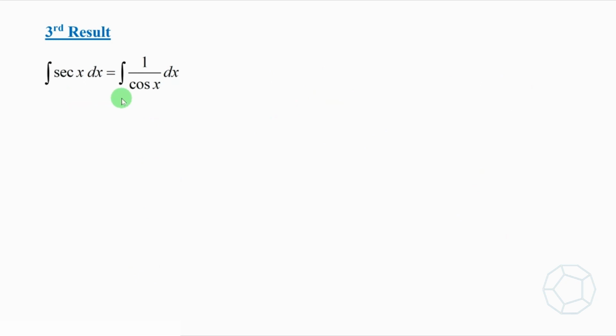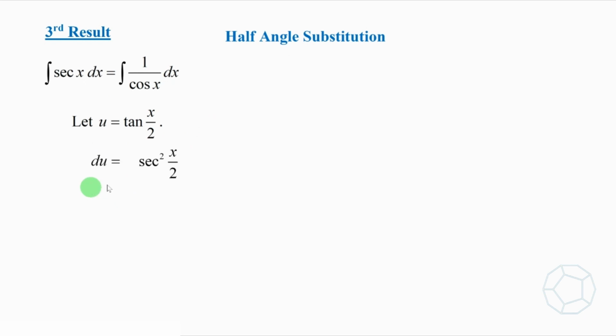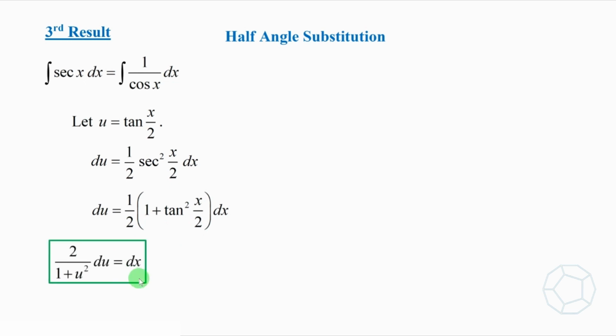Still writing secant x as 1 over cosine x, then we're going to use the classic half angle substitution. Let u equal tangent x over 2. Differentiate both sides, we get du is equal to secant square x over 2 times 1 over 2 dx. Using the square identity, secant square x over 2 is equal to 1 plus tangent square x over 2. We put these terms to the left, then dx is equal to 2 over 1 plus u squared du.